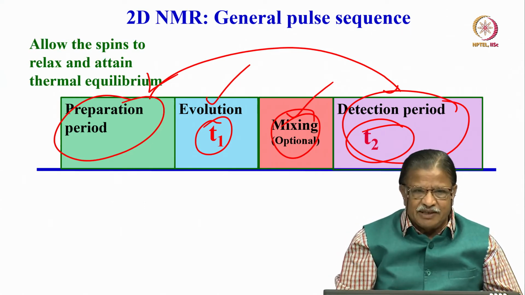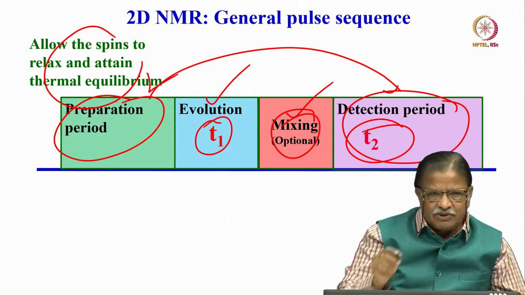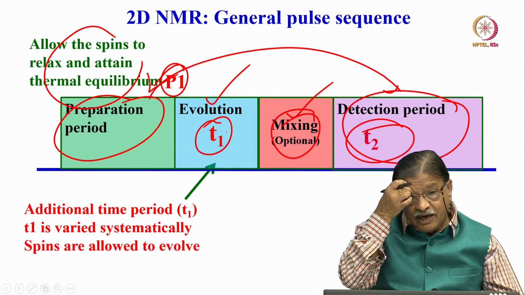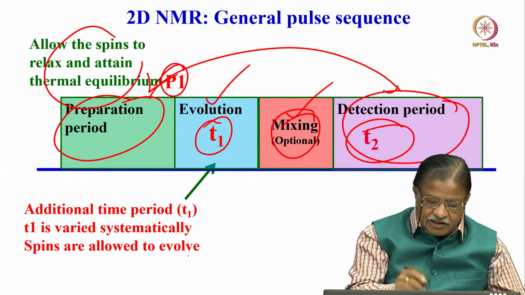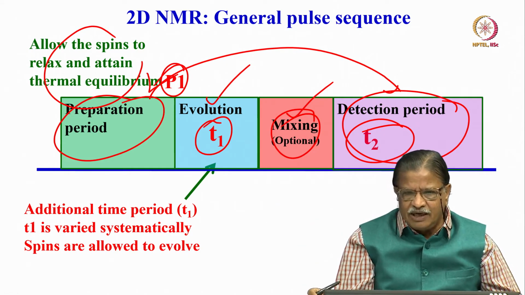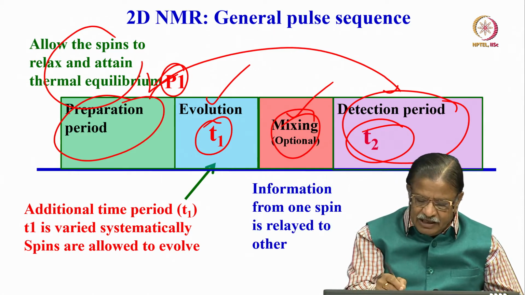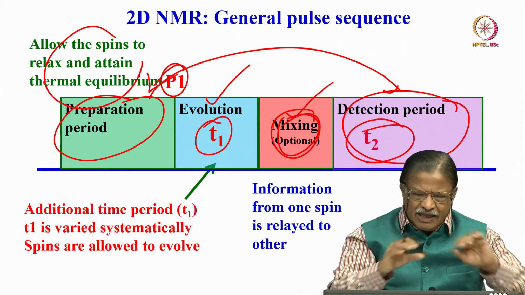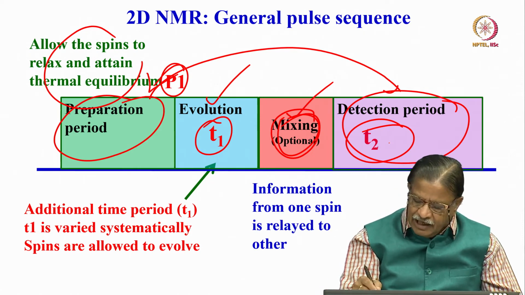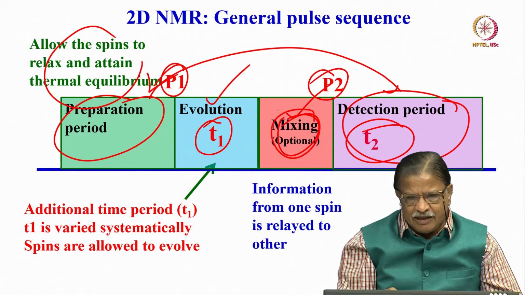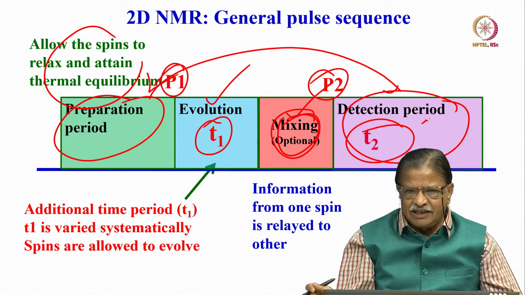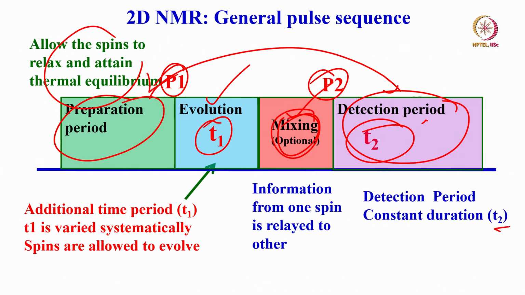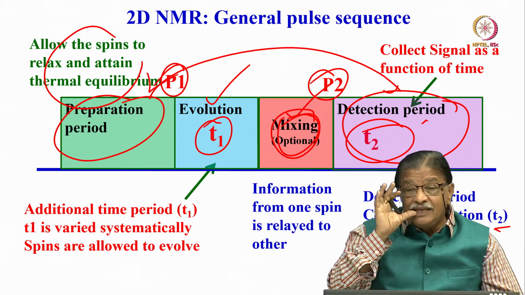So now we have two time periods, remember. Here as usual we allow the spins to attain thermal equilibrium, then we apply a radio frequency pulse P1, then allow the spins an additional time period which is varied systematically, and we allow the spins to evolve under different Hamiltonians, whatever we want to detect. Then the mixing period is optional. Here information from one spin is relayed to another spin. Polarization transfer takes place or some information gets transferred. And the last period is the detection period, where we apply another pulse, a detection pulse, and then start collecting the signal in a conventional one dimensional way. This is called detection period T2. And this is basically a 2-dimensional general pulse sequence.